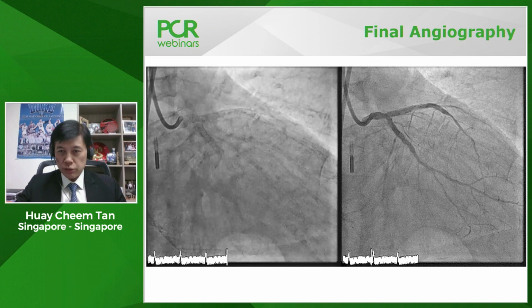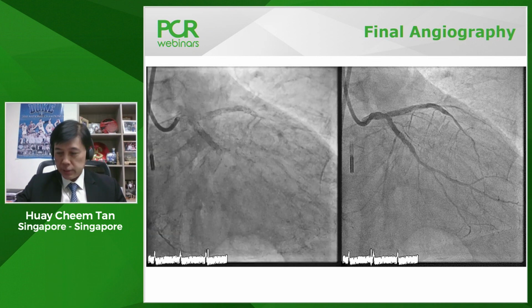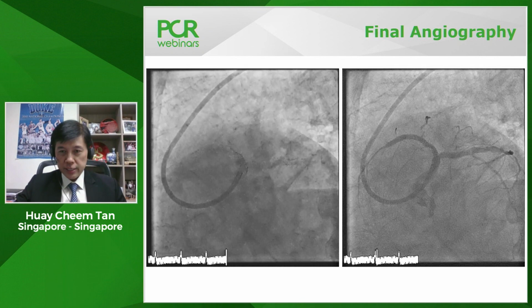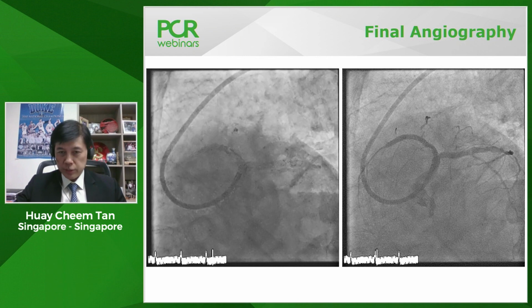And this is the final angiography. Stent looks pretty well deployed. This is the spider view, also looks very well deployed.